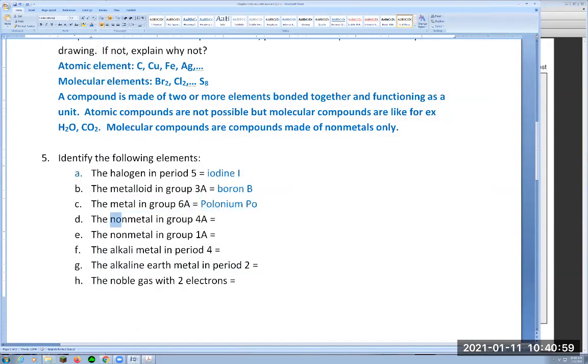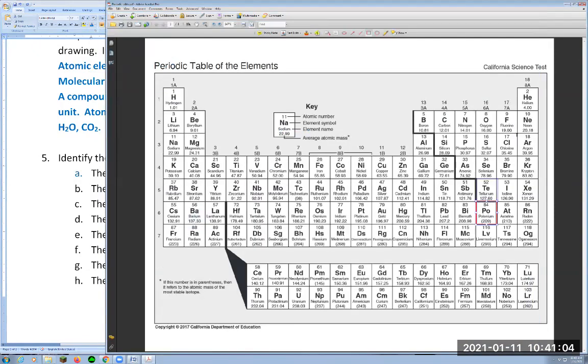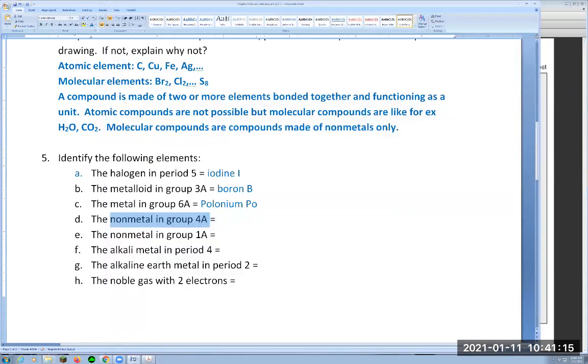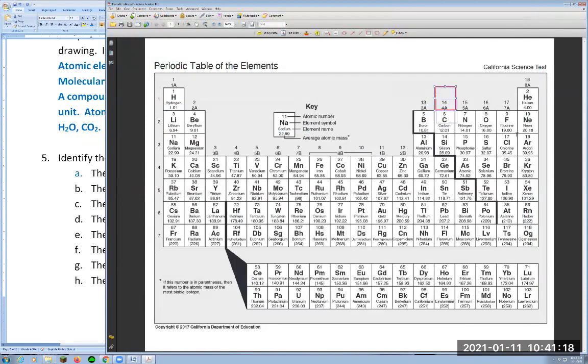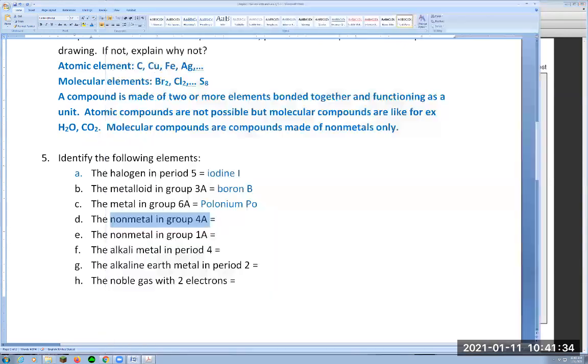Okay, now we are looking for the non-metal in group 4A. So group 4A is here. It's the group of carbon, silicon, germanium, tin, lead, etc. And we are looking for the non-metal. So we have to stay above the staircase. And in group 4A, here there is only carbon, because silicon is a metalloid, germanium is a metalloid, and tin and lead are metals. So the only non-metal in group 4A is carbon with symbol C.